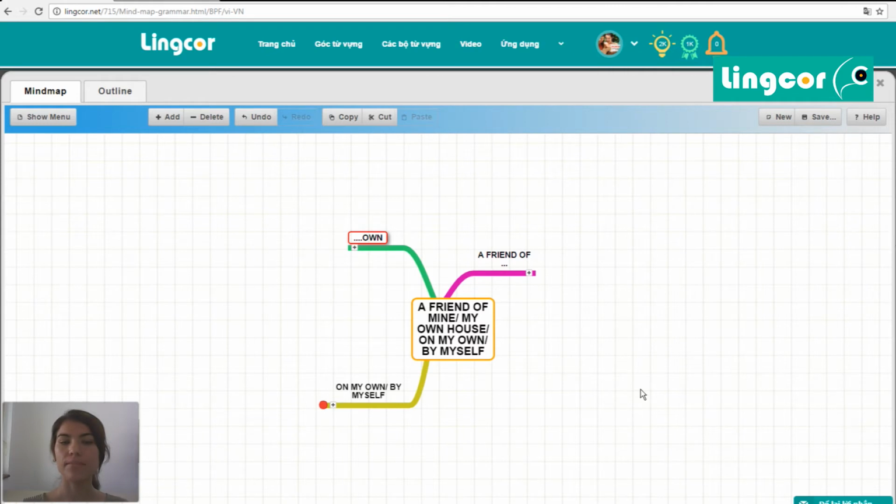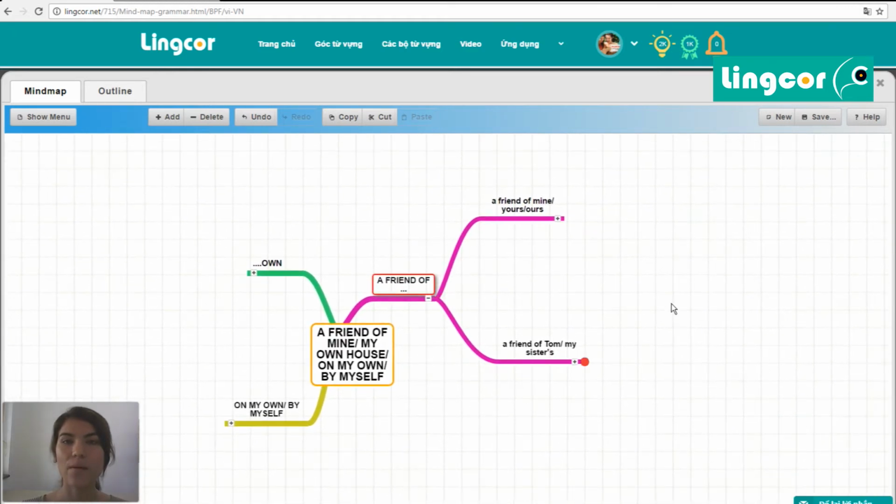Today we're going to be talking about the rules for English grammar, and the topic is a friend of mine, my own house, on my own, and by myself. As you can see in our mind map, we have three different things to talk about: a friend of, own, and on my own or by myself. Let's first talk about a friend of.